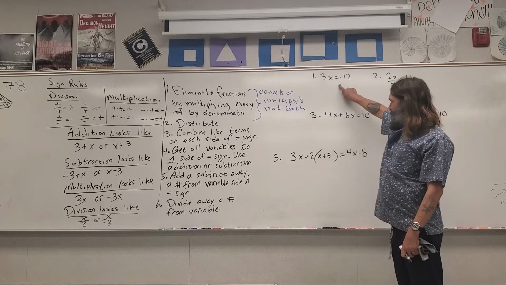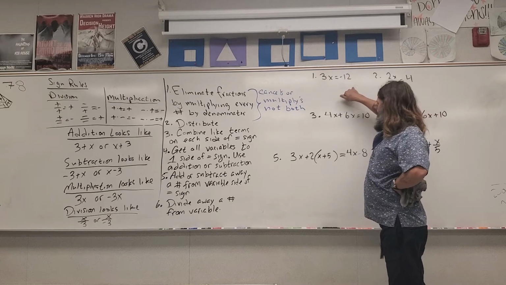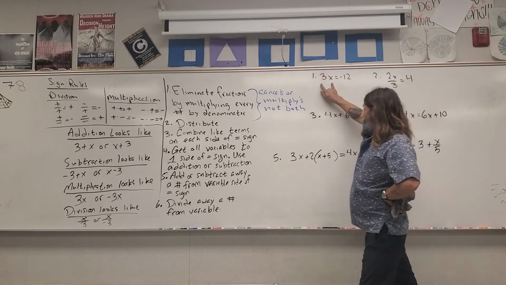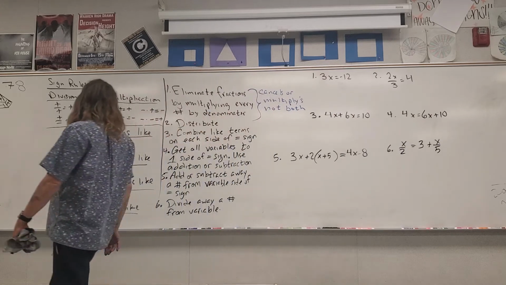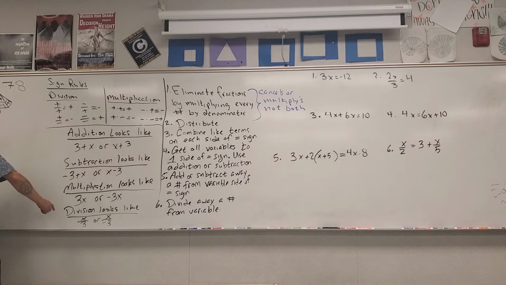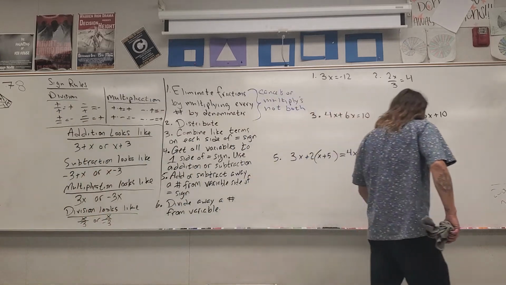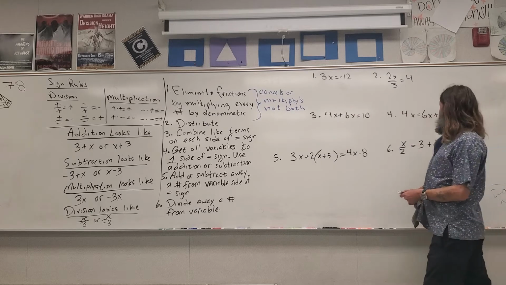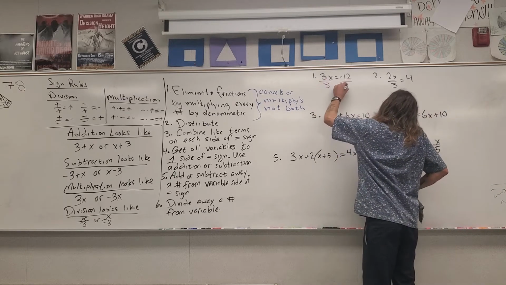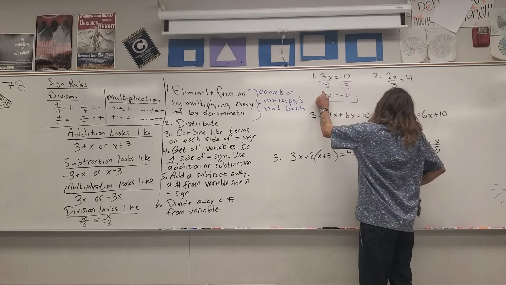Problem 1, there's no fractions. I can't distribute. I can't combine like terms on each side of the equal sign. All my variables are on one side. Can I add or subtract? Well, I don't have anything that looks like this or like this, so I can't add or subtract. But I have multiplication, and the way that I undo multiplication is to divide. So I'm going to divide both sides by 3. And I get x is equal to negative 4.